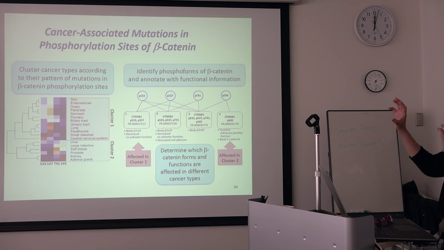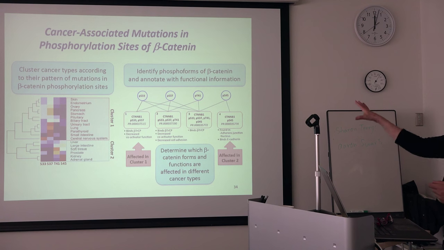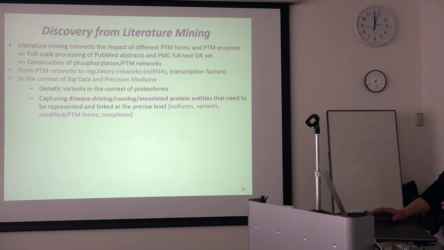And so we can cluster cancer based on the PTM pattern, based on the proteoform. And this is just an illustration of how one can study, for example, a driver gene, beta-catenin, in terms of the mutation frequency and the PTM relevance to try to, again, find some kind of underlying explanation. So this is the work that we have done in terms of PTM.